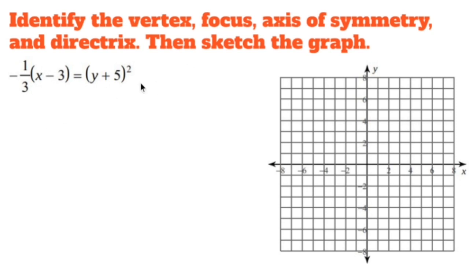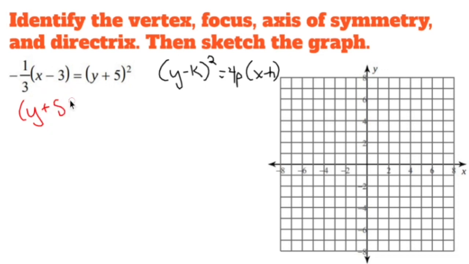So I'm going to compare this to (y minus k) squared. This is the standard form for a sideways opening parabola. That's going to equal 4p times the quantity (x minus h). So I need to make this look like that. First thing I want to do is swap this. So I have (y plus 5) squared equals negative 1/3 (x minus 3). And now it's exactly the way I need it to look. Okay, all is well.